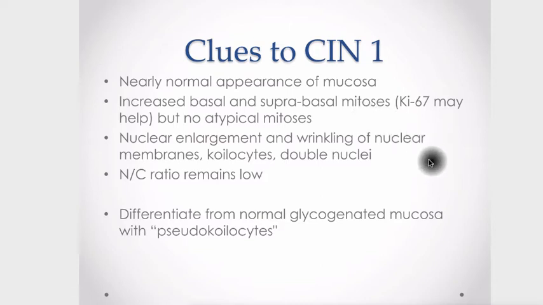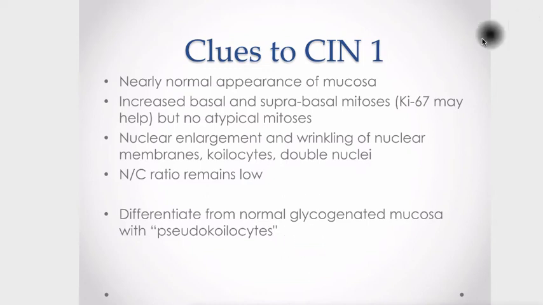We will see some nuclear enlargement, but there's still a lot of cytoplasm. The nuclei may become somewhat crinkled or wrinkled up, forming raisin-like structures, or what we call coilocytes when they get pronounced perinuclear clearing. In conjunction with that, if we find two nuclei in that clearing, a sort of a double nucleus, that also is a supportive feature. And here in this situation, the NC ratio remains fairly low, more cytoplasm than nucleus. Now with this disorder, the usual differential is between just glycogenated mucosa that have so-called pseudocoilocytes.